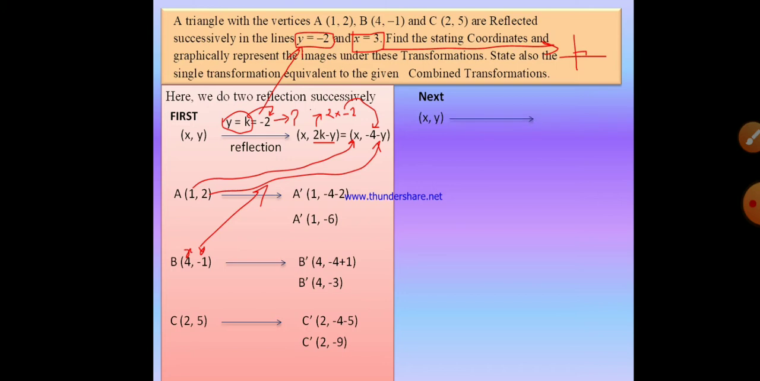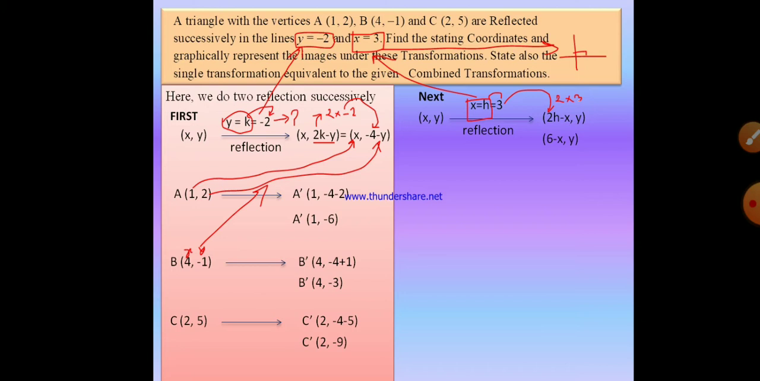Now next we do reflection on x equals h, because the second reflection is x equals 3, and the value of h is 3 here. So the formula is (2h minus x, y) when reflecting on x equals h. The value of h is 3, so 2 into 3 will be 6. So (6 minus x, y). This is the formula in this second page.